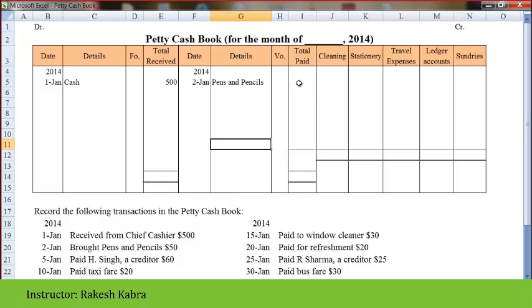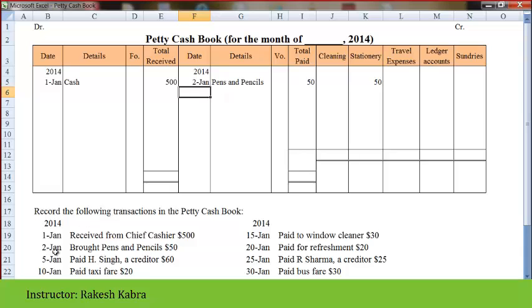And how much amount we paid? $50. So $50 I will write in column for total also. And the payment, the pens and pencil will be classified as stationery, isn't it? So $50 I will write here also. So all payments I will write in this column first, all small payments, and then I will write in the specific column, the concerned specific column.